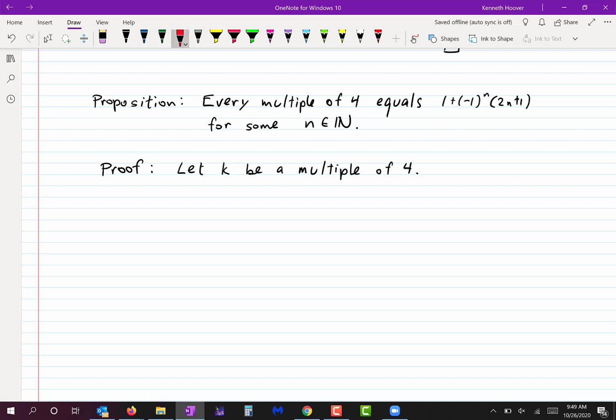Now I have something specific to work with. Okay? So what does it mean to be a multiple of 4? It means it equals 4 times an integer, right? Okay, so then k equals 4 times something.